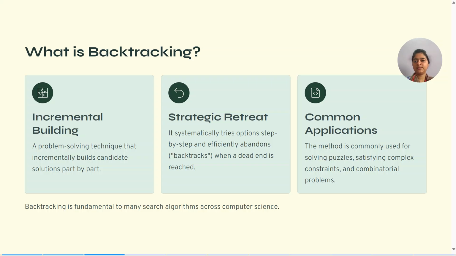Now let us know what is backtracking. Backtracking is a problem-solving technique that incrementally builds a candidate solution part by part. The backtracking strategy systematically tries options step by step and efficiently retreats when a dead end is reached. Coming to the common applications of backtracking, the method is commonly used for solving puzzles, satisfying complex constraints, and combinatorial problems.